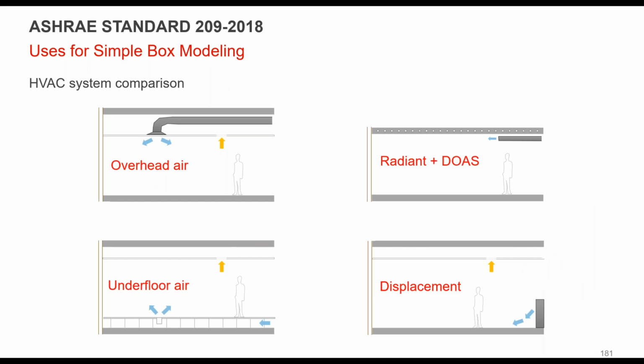HVAC system, very simplistic: overhead, underfloor air, radiant and dedicated outside air, and displacement might be options that we're looking at for that particular case.